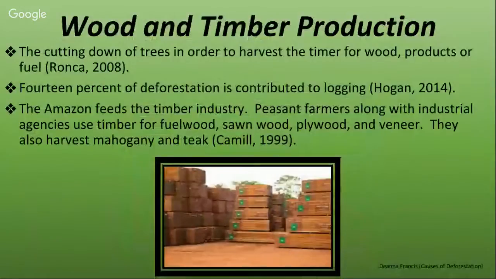Wood and timber production is the cutting down of timber for wood products and fuel. 14% of deforestation is caused by this, and the biggest producer of timber is the Amazon, whose popular products are sawwood, veneer, and also sometimes mahogany and teak.